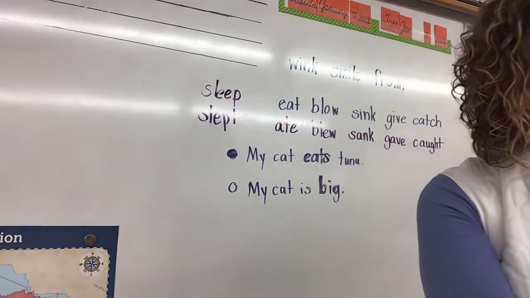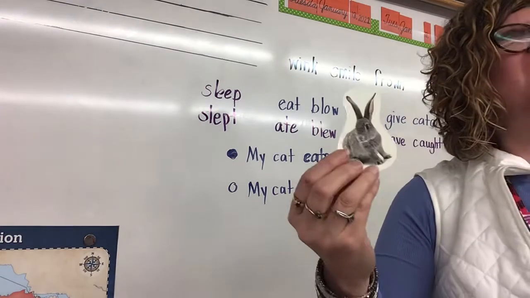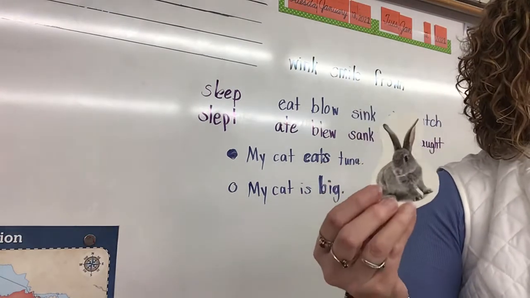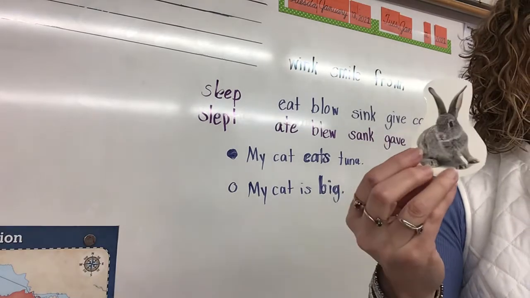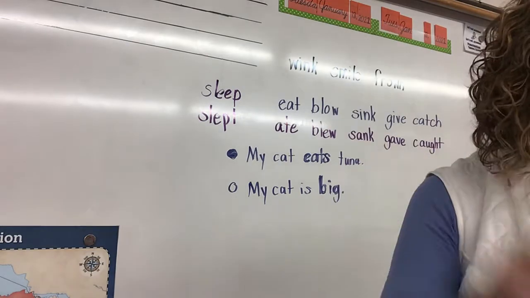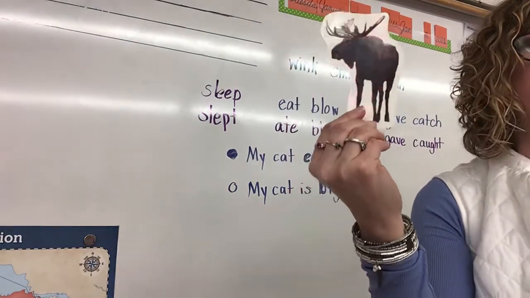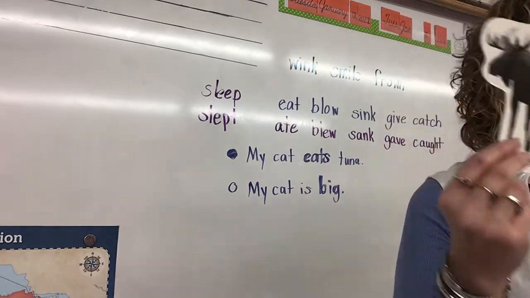Mammals. Do you see what it is? Do you need your glasses on? Get your glasses on. I have a bunny. Bunny rabbits are mammals, so that would go under mammals. All right, where would you put this one? Mammals. What is it? A moose. That's a moose.